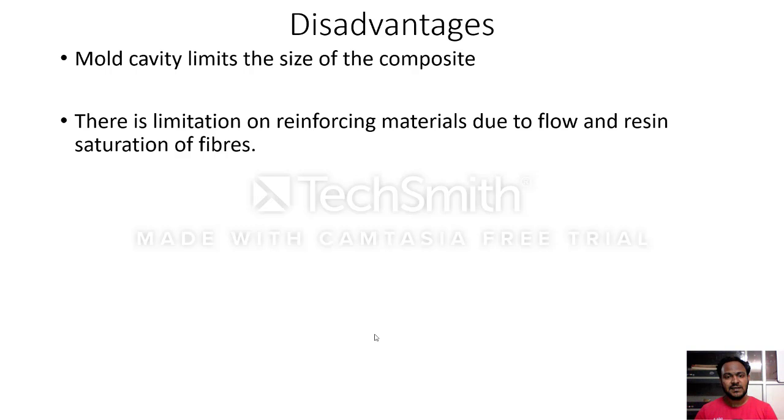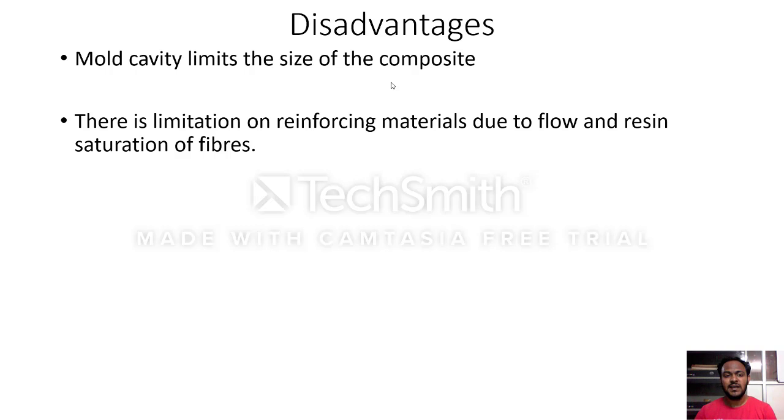So this also has certain disadvantages. One disadvantage is mold cavity limits the size of the composite. You have seen the picture of the mold cavity; depending upon that size only, your final product size will be decided. So if you want to make a big product, then you have to use a big mold cavity. This is one of the limitations.